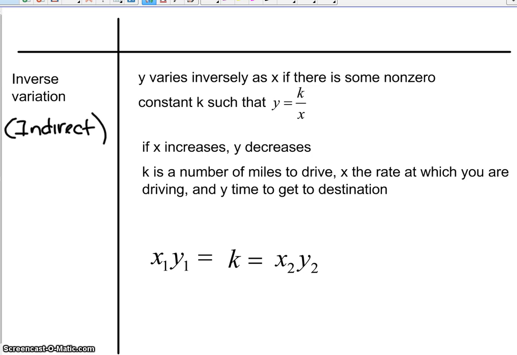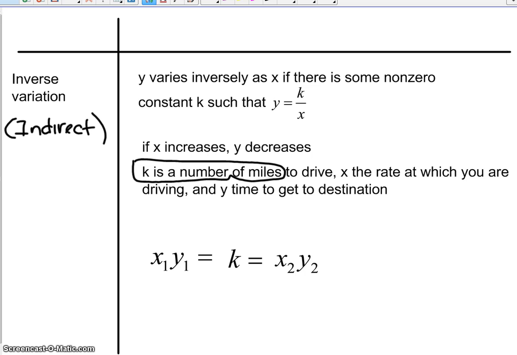Okay, so y varies inversely as x if there's some non-zero constant k such that y equals k divided by x. An example here is that my constant is some number of miles that we're going to drive. So if we're driving, say, to Chicago, and I let x be the rate at which one of us drives, y is going to be the time to get to the destination.